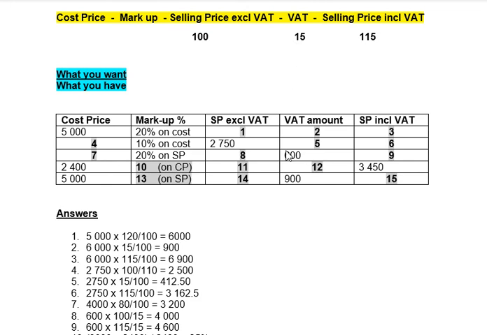Or you can do what you want over what you have. I have the 600, so I have the 15. Number 8, I want the 100. So times by 100 over 15 will also give you the 4,000. Okay, so you get the idea of the 100 and 115s and the 15s, how it works, what you want over what you have.